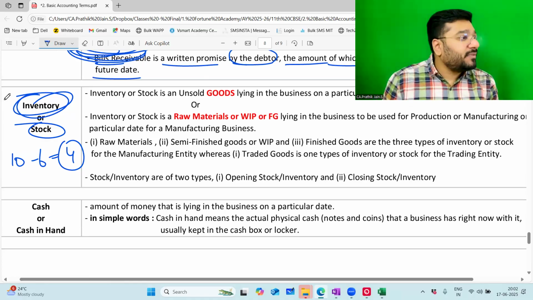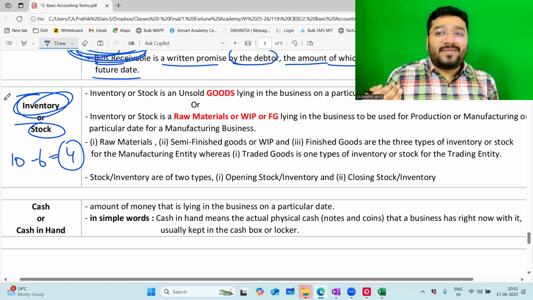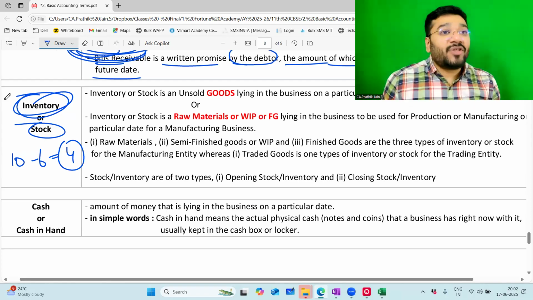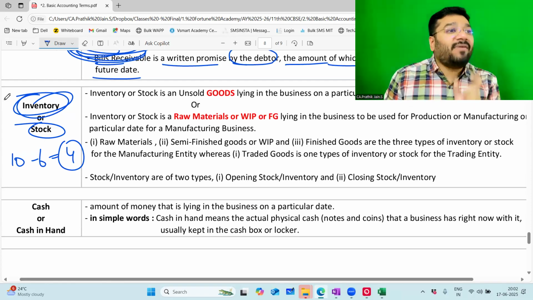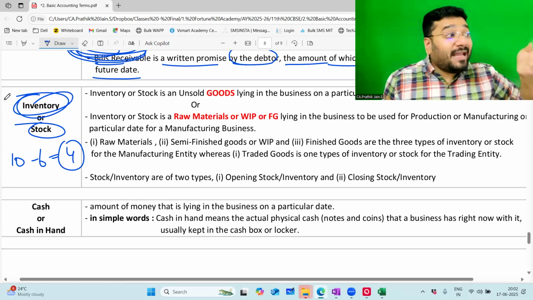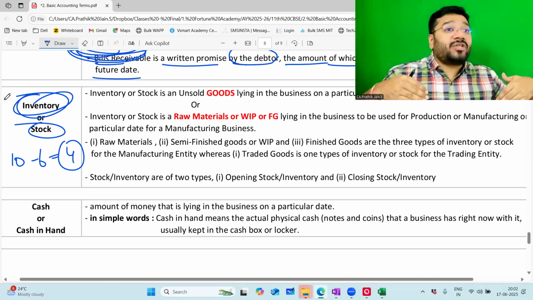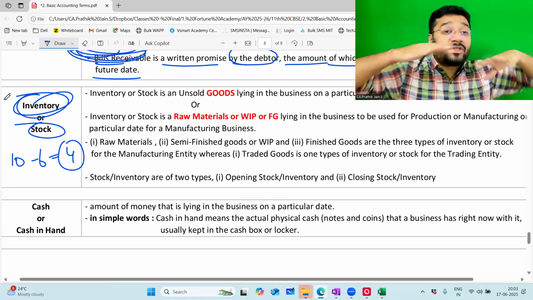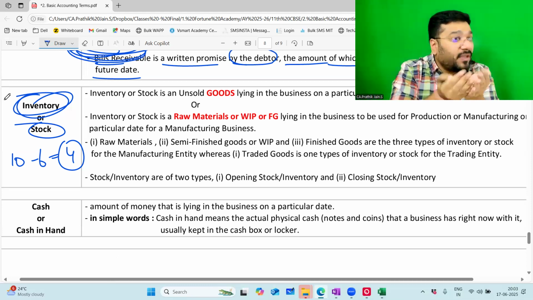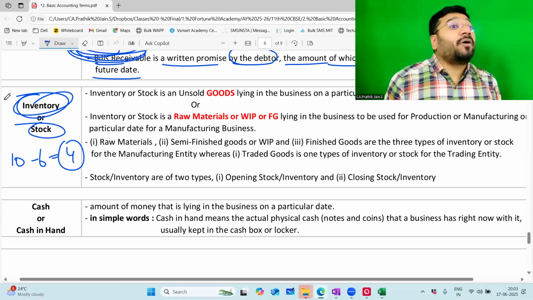Inventory is very specific. Inventory means what? Whatever goods are there unsold in the business, we call that inventory only. So inventory is a very narrow term. What is inventory? Anything that I bought in the business, but I couldn't sell. The goods which are lying unsold in the business are called inventory. So the classification is what? Inventory is the inner circle. Stock is the outer circle. It's a group. It's a classification.